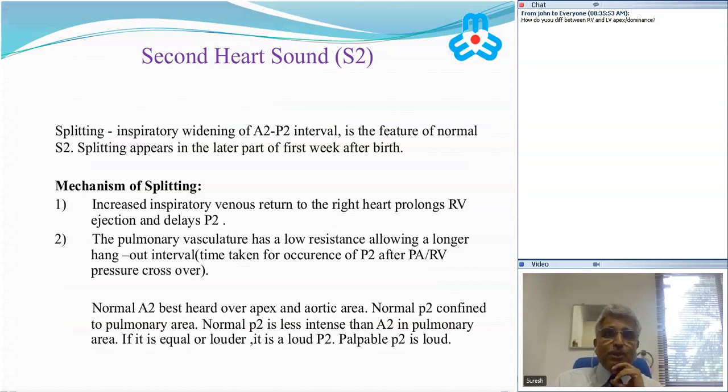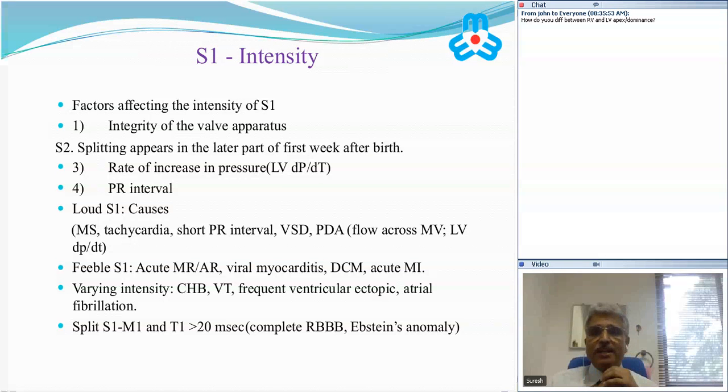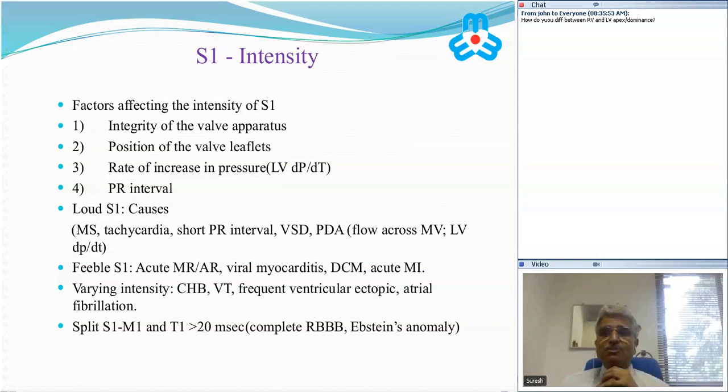I will not go to the second heart sound today. I'll stop here and respond to any questions from you. I would like to answer this question when we are discussing S2. So there is a purpose in stopping at this point. It is to force you to think on things that we have discussed, not on things that we are yet to discuss. So ask me this question next day.